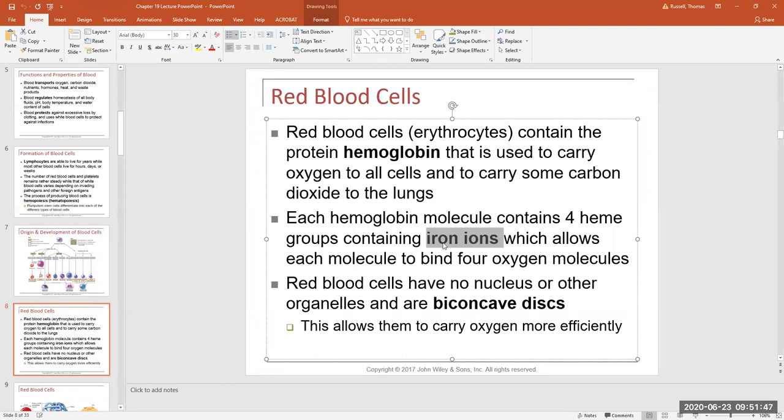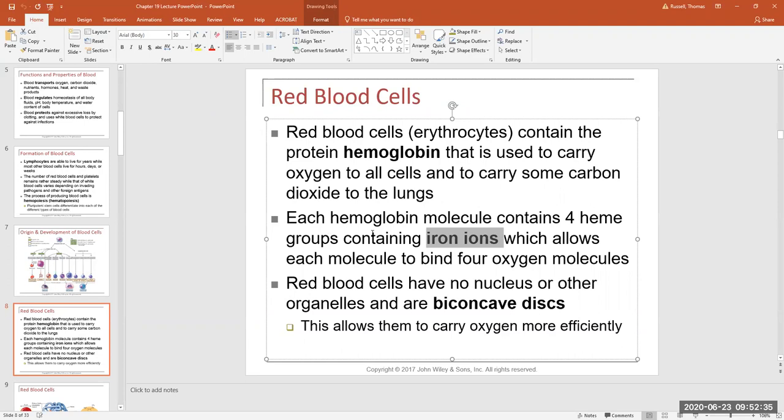Now, why is that important? It's because iron ions are the component in hemoglobin that binds to oxygen. And since you have four iron ions, that means each hemoglobin can transport four oxygen molecules. That's what that means. This is also the sole reason why we need iron in our diet. We don't use iron for anything else in our body. The only thing we use iron for is to make hemoglobin so we can transport oxygen. So as we get older, some elderly people have iron deficiency anemia. I'm sure you've heard of that. And they have to go get iron supplements and things like that. It's because they can't make hemoglobin efficiently.